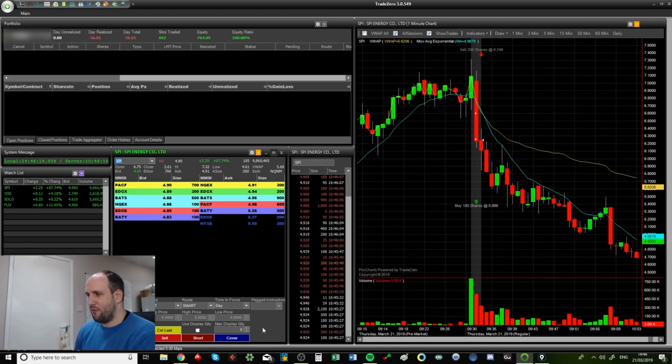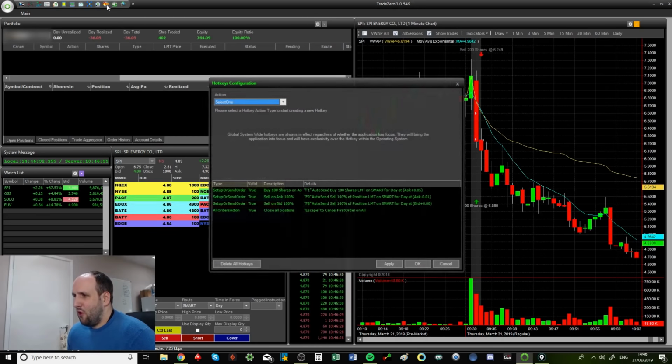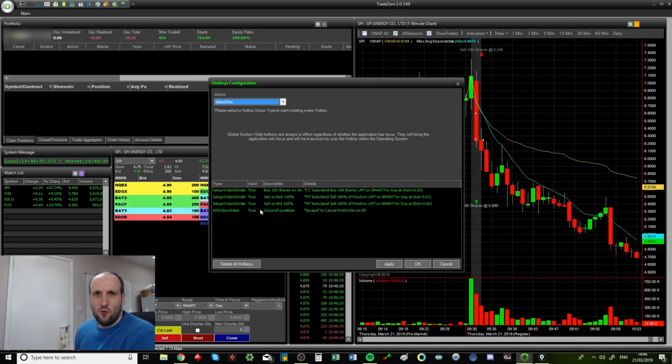I download the software pretty quickly, and I have to set up everything because, even though the layout was actually correct, all these tabs here were not shown correctly, and I didn't fix them till after. So what I quickly did was check my hotkeys, and I actually had these 4 hotkeys here, which are basically my cancel orders, buy 100 shares, sell 100 shares, sell 100% on the ask or the bid. So they're my hotkeys basically.